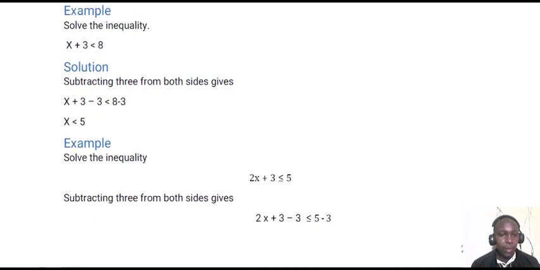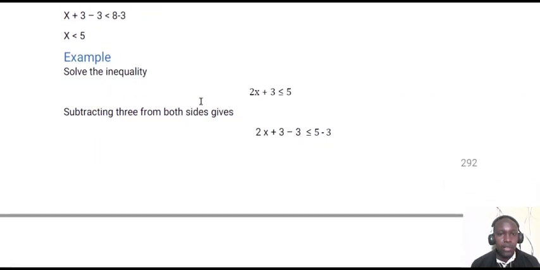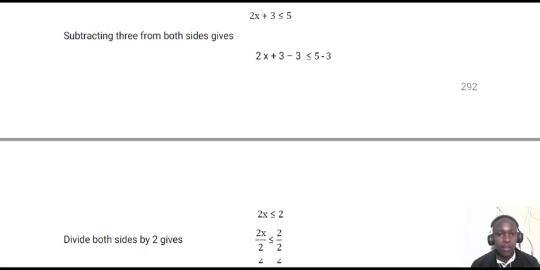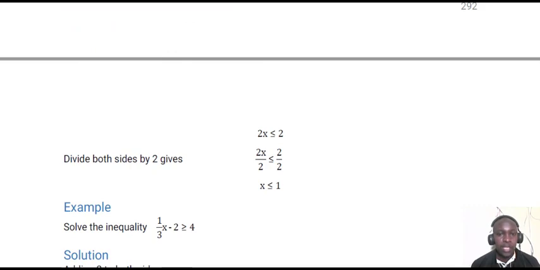Example number 3. 2x plus 3 is less than or equal to 5. When you want to get the value of x, you begin by getting rid of this plus 3, so you subtract 3 from both sides. We get 2x, since 2x plus 3 minus 3 is 0, and 5 minus 3 is 2. So we have 2x is less than or equal to 2. For us to get x, we divide both sides by 2, and we remain with x is less than or equal to 1.